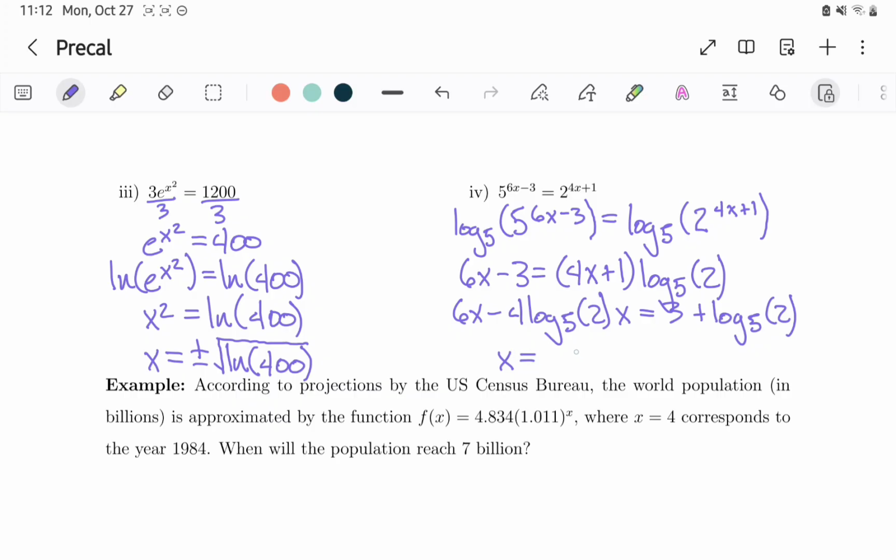So we're going to get x is equal to 3 plus log base 5 of 2 over 6 minus 4 log base 5 of 2.